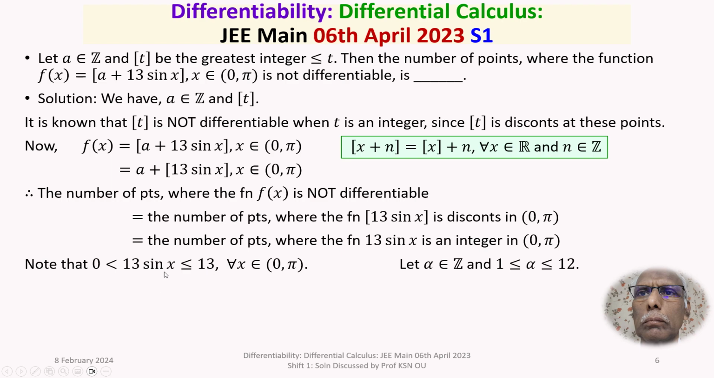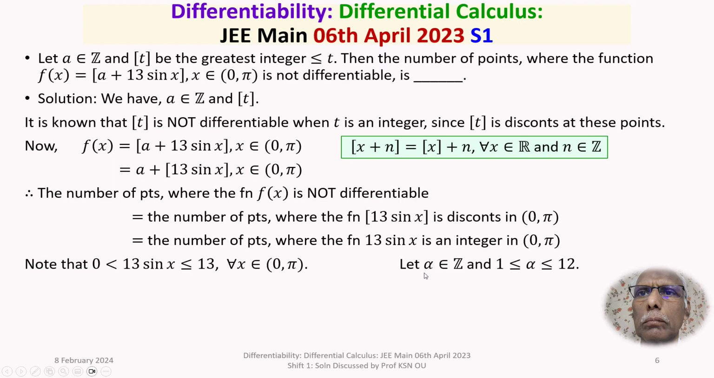Why? See, sin x varies from 0 to 1. But x belongs to the open interval (0, pi). Therefore, sin x = 0 is excluded. So 0 < 13 sin x <= 13 because x = pi/2 is included here. And this is because it goes up over 0 to pi/2, and it repeats again from pi/2 to pi because it is symmetric. Sin x is symmetric about the line x = pi/2. So whatever happens in 0 to pi/2, the same thing happens from pi/2 to pi also.